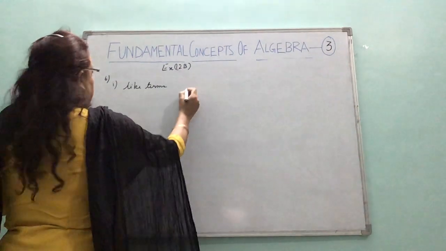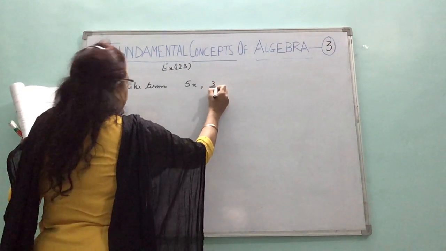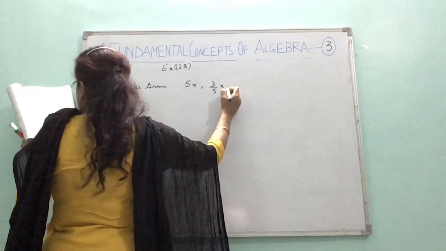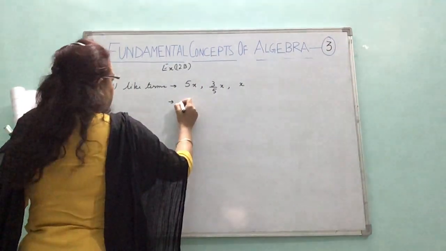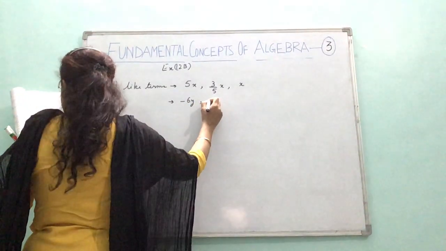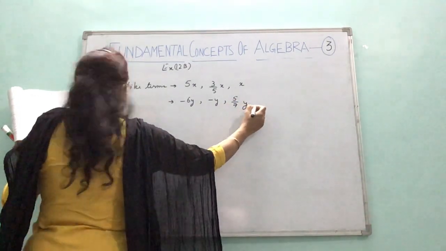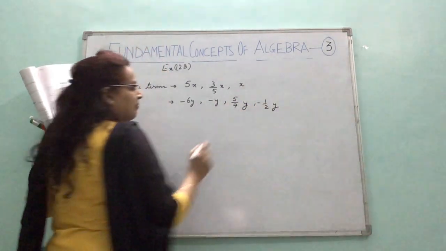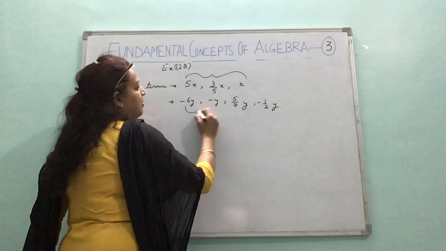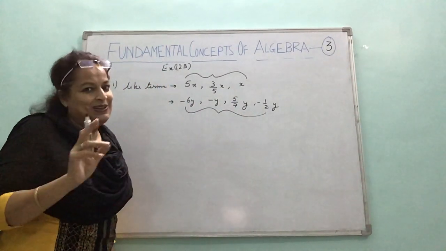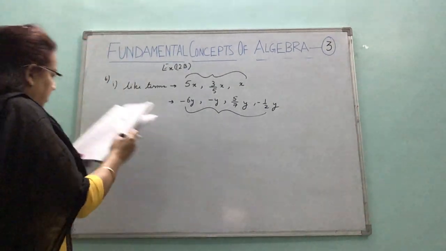So the first like terms: 5x, I'll take the term with x only, 3 upon 5x and x. This is in one line. In the next line, minus 6y, the same alphabet part, minus y, 5 by 7y, and minus 1 by 2y. So write the like terms in separate lines. So these three are one set of like terms and these are another set of like terms. Very easy to learn. But you just have to know the terms which we use, right? Maybe the third one also.